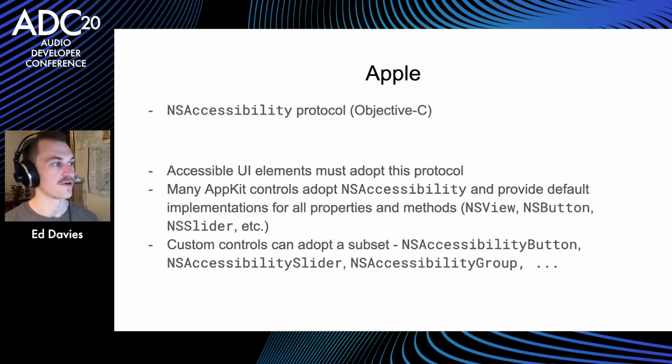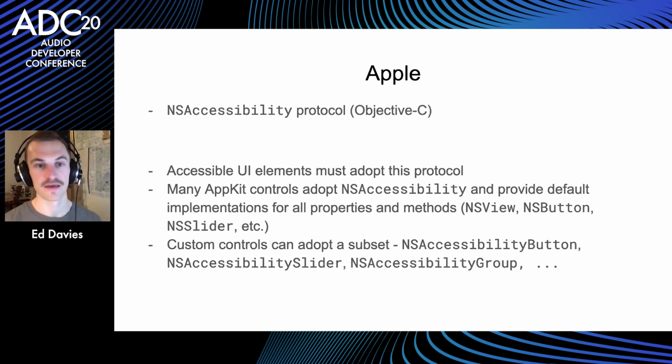So any accessible UI elements on macOS need to adopt this protocol. And many, if not all, of the AppKit controls, so all the standard UI widgets on macOS, adopt the NSAccessibility base protocol and provide default implementations for all of its properties and all of its methods.